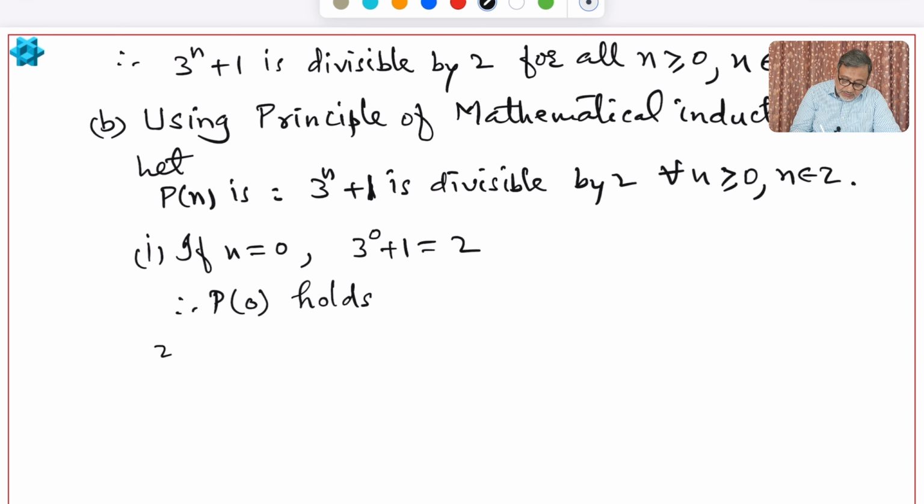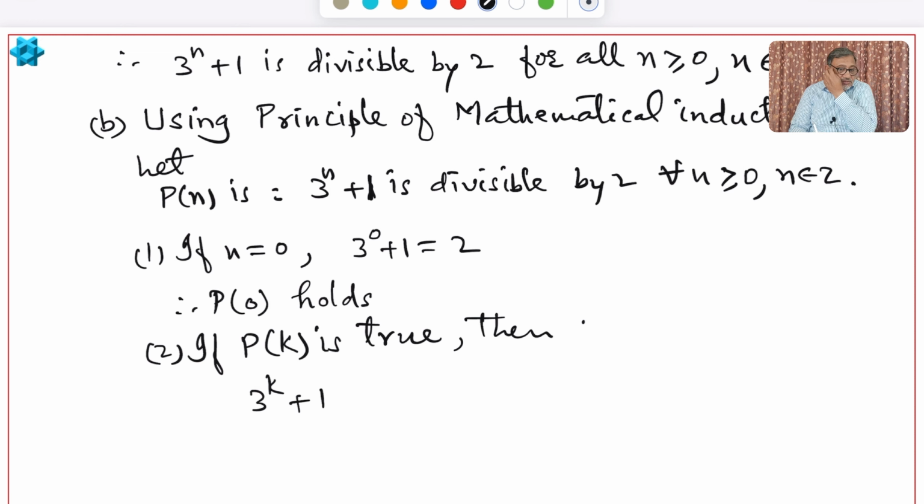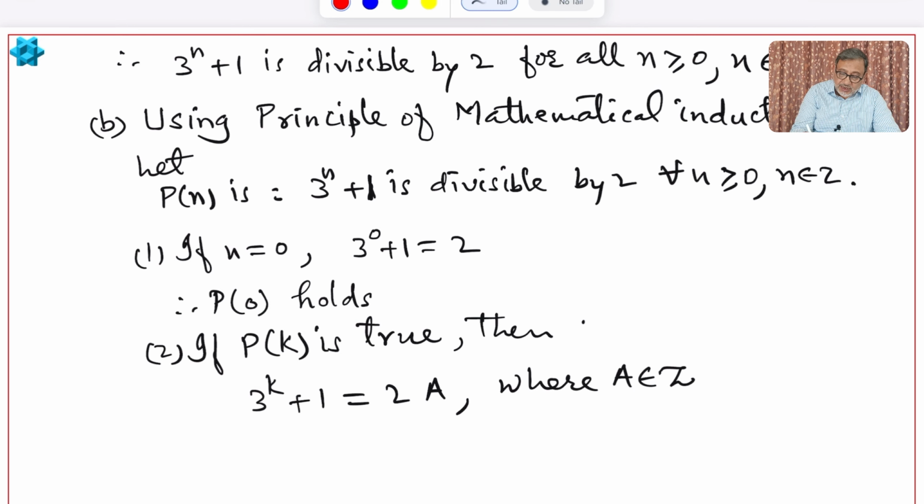Now the second step. If P(k) is true, then we can write 3^k + 1 is equal to 2 times a, for some a, where a is an integer. So this shows that it is divisible by 2, because 2 times some integer means it will be divisible by 2, right? Now we go to the third step.